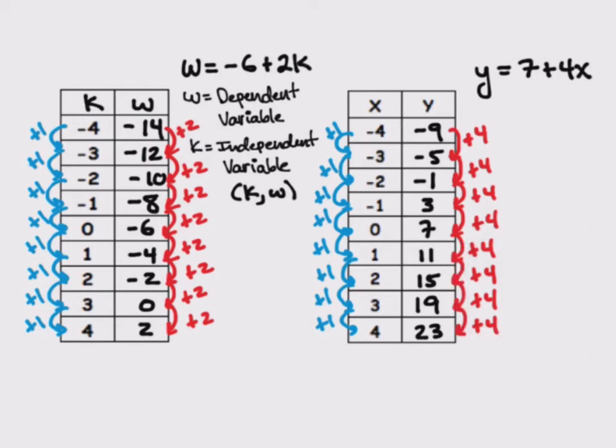Of course, all this works in reverse too. Every time our input goes down 1 unit, in our first example, the output goes down 2 units. And in our second example, if the independent variable goes down by 1 unit, our dependent variable goes down by 4 units.